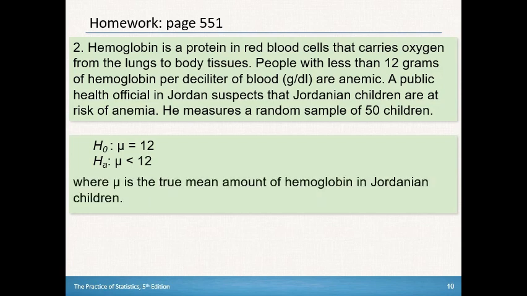It is the true mean hemoglobin in Jordanian children. So not the 50 children, but all children. You have to make sure that you state that mu represents the population, not the 50 children. So it's not the x bar that we would get when we look at the blood data from the 50 children, because we know what that is; we'll know whether that's under 12 or over 12. But it's the whole population that we don't know anything about.